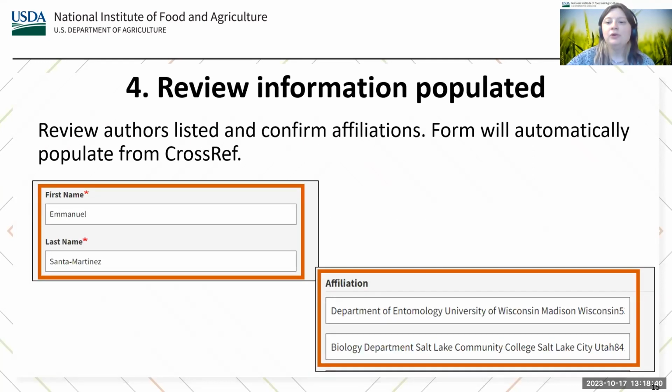Step 4, review authors listed and confirm affiliations. Verify that the information populated correctly corresponds to your manuscript's information and adjust within the fields as needed. Again, the information is populated from Crossref and may need some adjustments to ensure accuracy. Seen here are screenshots of the page.